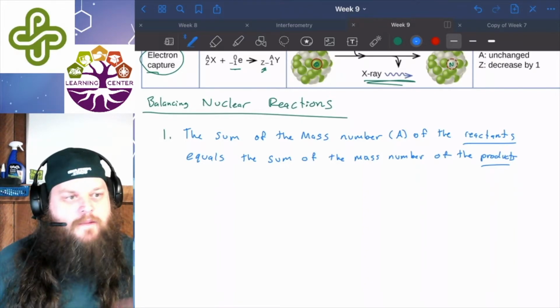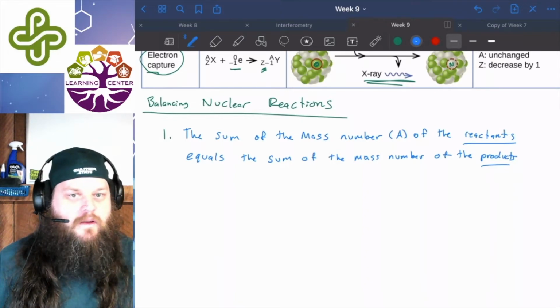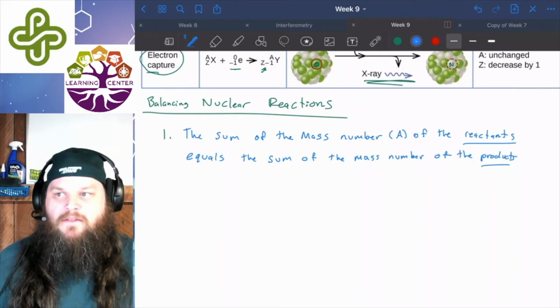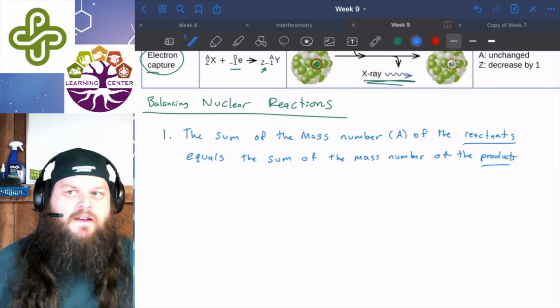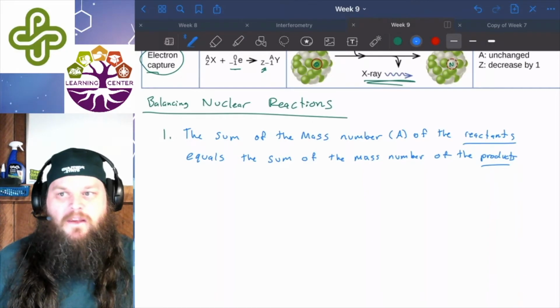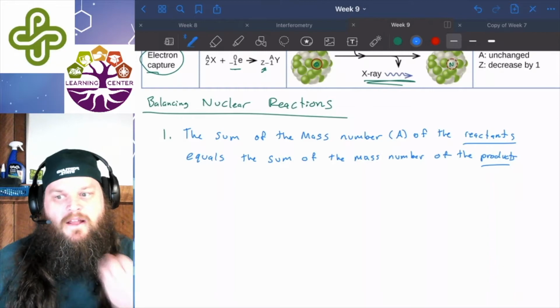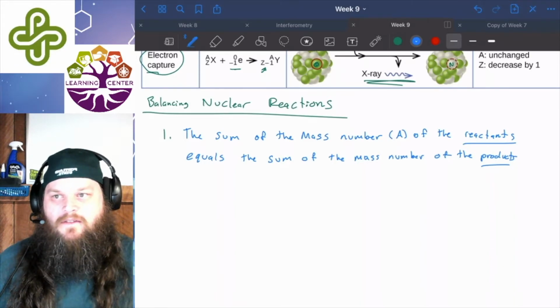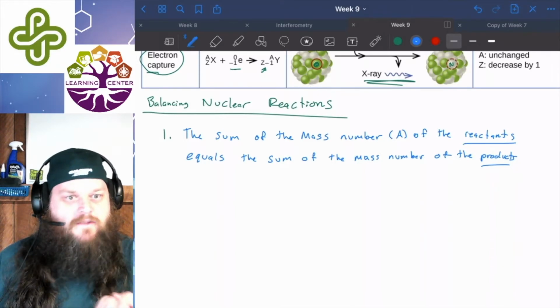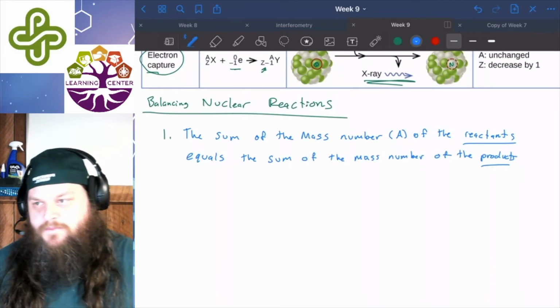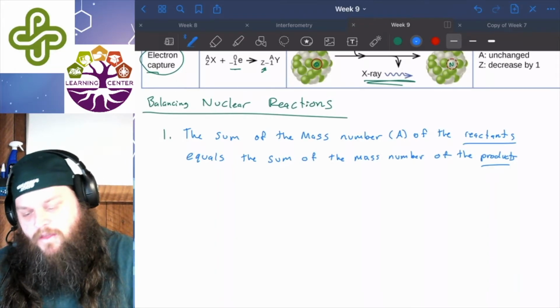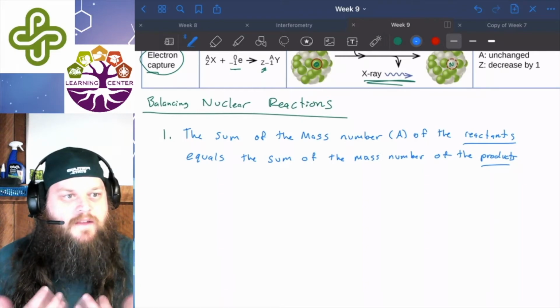That mass number is essentially being conserved. We're not losing any significant level of mass. Generally speaking, we are turning a little bit of mass into energy, but it's such a small amount, it's insignificant. It's less than the mass of an electron. So we just ignore it, and we think of it as mass is always conserved. So that number should stay the same.